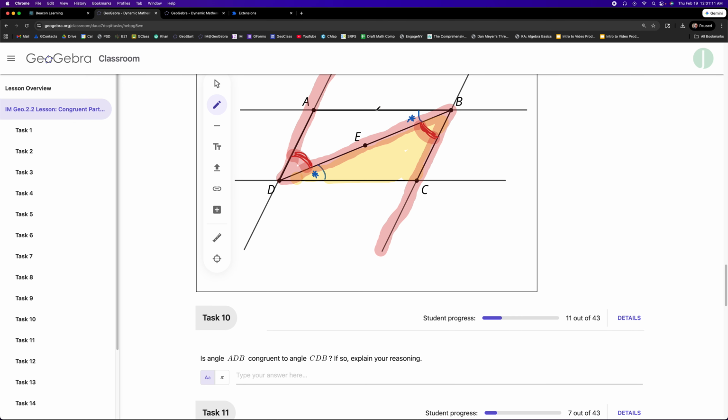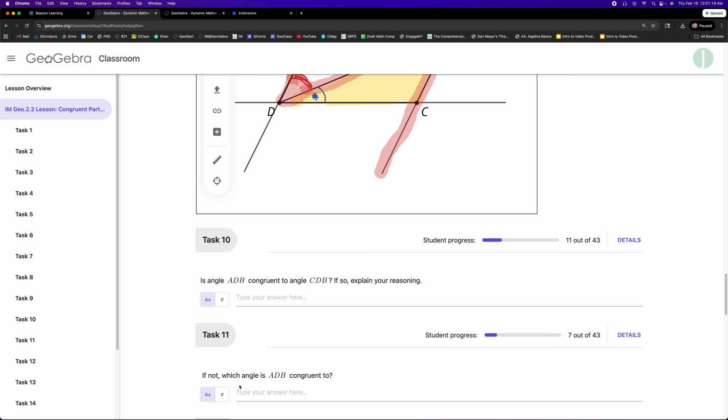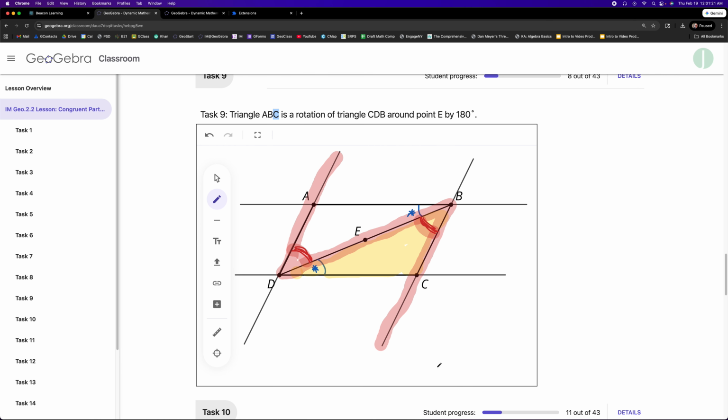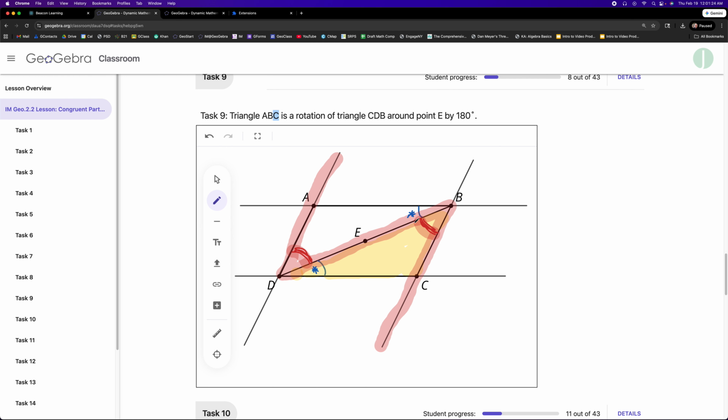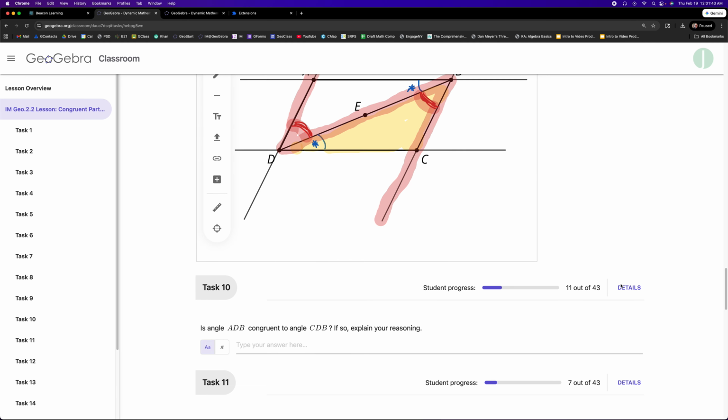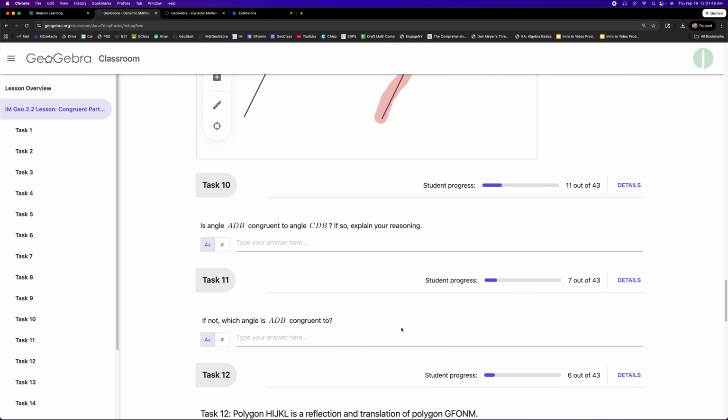If that triangle rotates around 180 degrees, these two angles are not corresponding angles, so they are not going to be congruent. All right. If not, which angle is ADB congruent to? Well, we just figured that out. ADB is the red angle. ADB, the red angle, is congruent to what angle? Well, we looked at it. It'd be this one, CBD. This angle here, okay? So that one's that one.